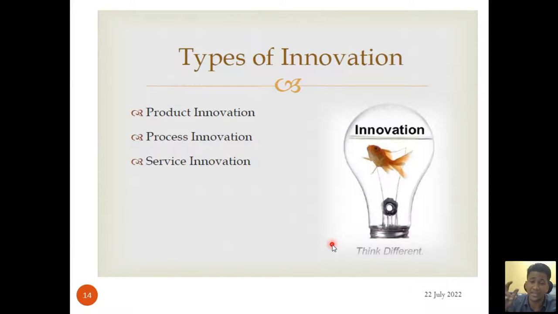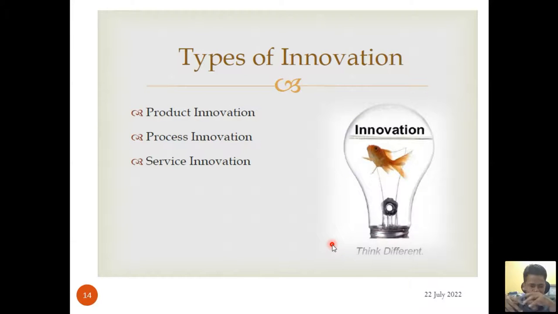And the last one is service innovation. I told you lots of service providers are there, and they are always doing innovation in service. Earlier, wedding functions were very simple. But nowadays, they are having innovations in that. The groom and bride can be taken to a higher level on a hydraulic machine. So like this, it will look very impressive.